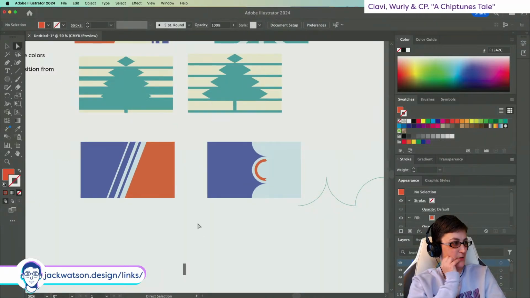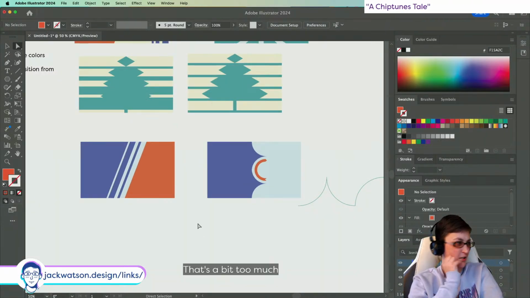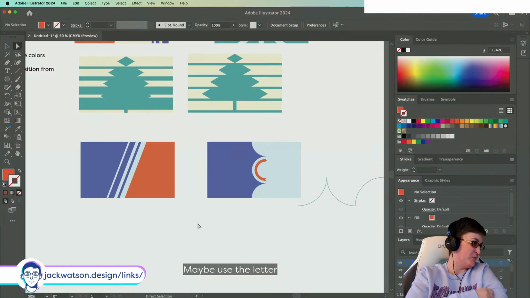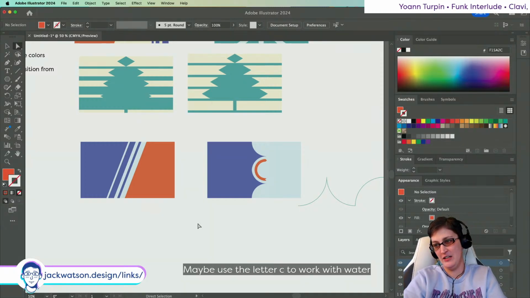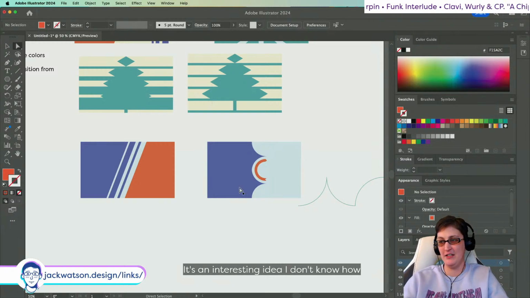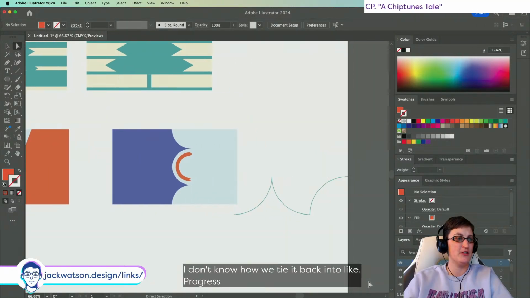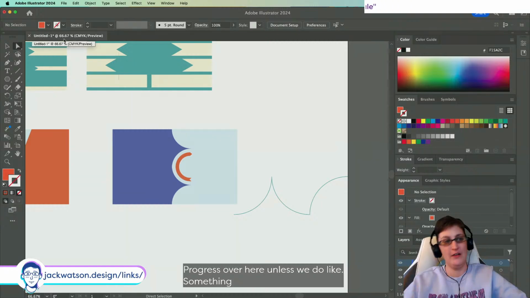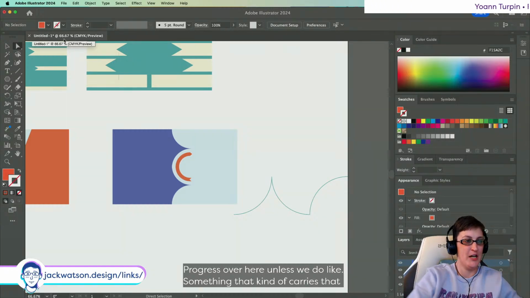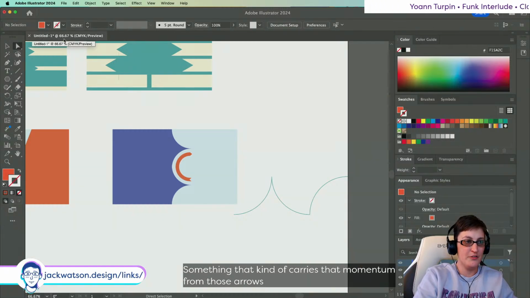I think that's a bit too much. Maybe use the letter C to work with the waterways. I think it's an interesting idea. I don't know how we tie it back into progress over here unless we do something that carries that momentum from those arrows across, if that makes sense.